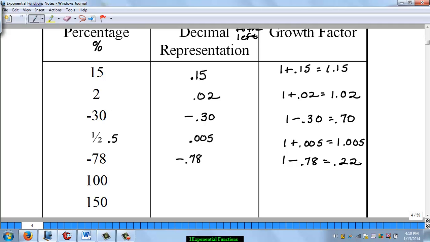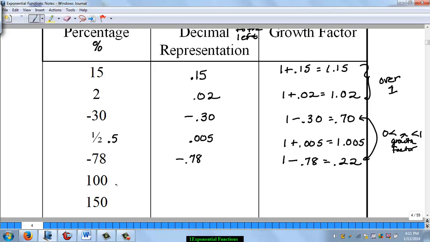Now I want you to notice a couple things. When this is growing, when this is a positive, do you see how my growth factor is over 1? Do you see how it's over 1? These two right here, this one and this one right here, notice my rate was negative. Look at my growth factor, it's between 0 and 1. So it's going to be less than 1. It'll never be 0, but the growth factor is right in between those two. Okay, just so you know the pattern.